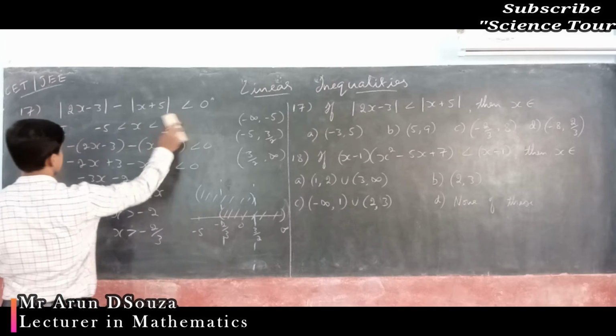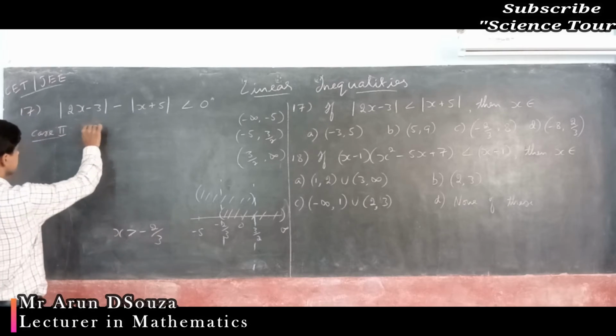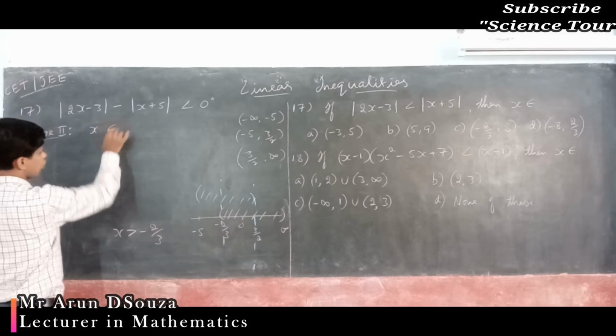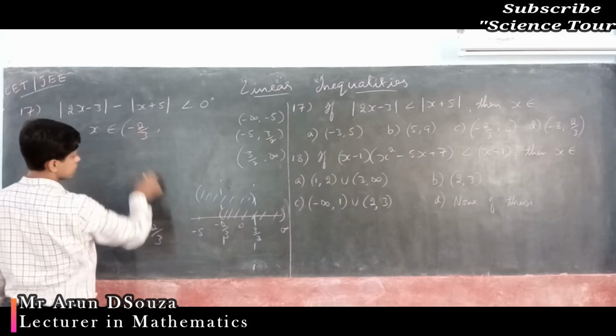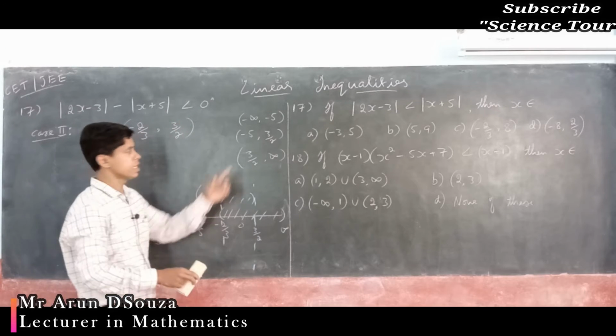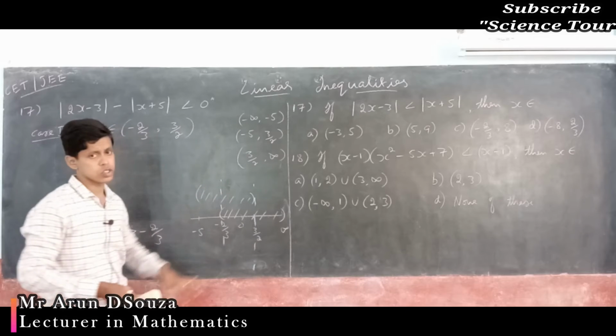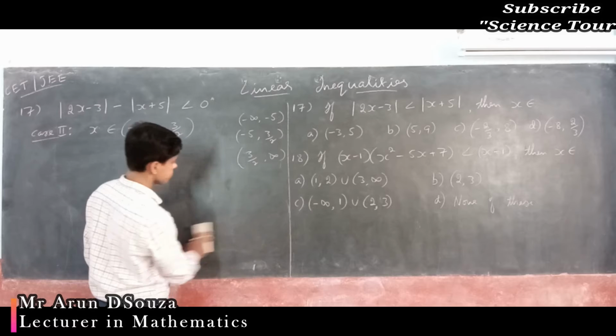I will write it here. So, what is the solution we are getting? The solution we are getting is x belongs to minus 2 by 3 comma 3 by 2. So, from the second case we got a solution. The first case was not possible. Let us move to the next.